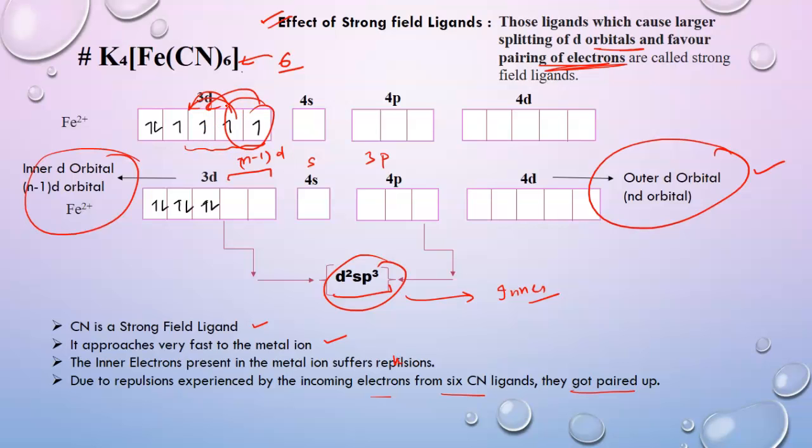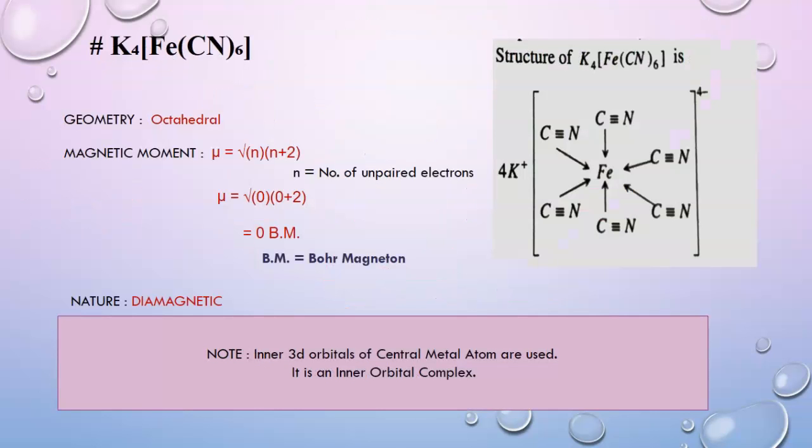Correct. So proceeding further, you can see the structure of your potassium ferrocyanide is something like this. You can clearly see the coordination number is 6, so you can figure out that the geometry is going to be octahedral.